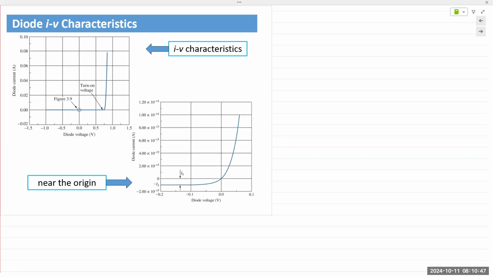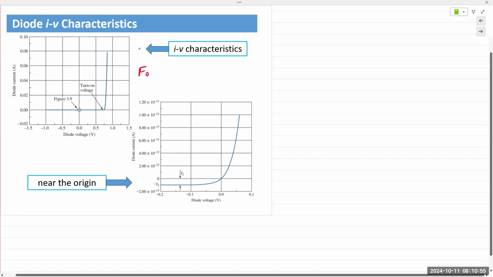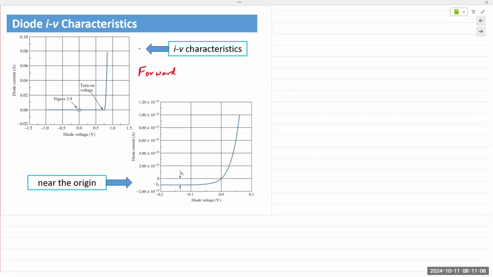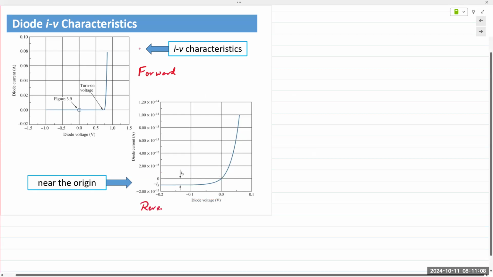So these are the typical diode IV characteristics or VI characteristics: voltage, current, current, voltage. This is the forward bias or diode forward characteristics. And this here shows near the origin, but these here are the reverse. So they are zoomed in near the origin. This would be forward bias. This would be the reverse characteristics right there.